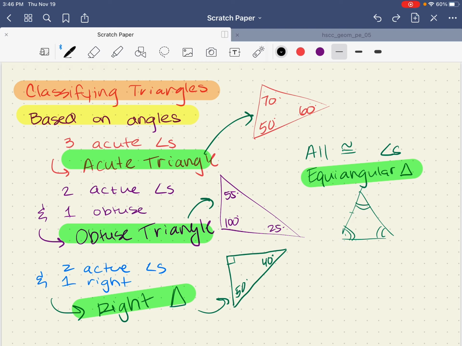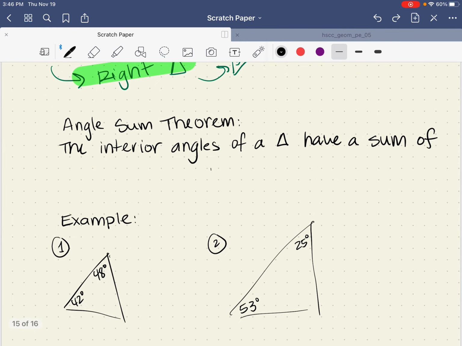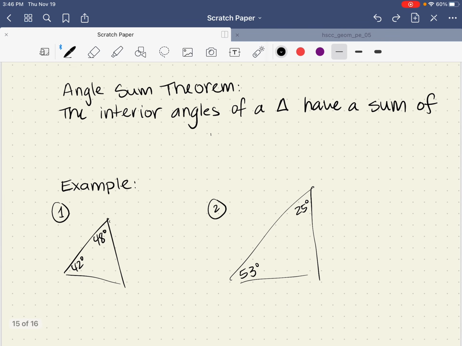All right, so we have to learn one more thing before we can do a couple of example questions. This thing is called the angle sum theorem. In other words, this is the theorem that says what all the angles of a triangle add up to, no matter what. The angle sum theorem states that the interior angles of a triangle have a sum, in other words, they add up, to 180 degrees. Now, we'll prove why when you guys come back from break. But right now, just know that the angles of a triangle always add up to 180.